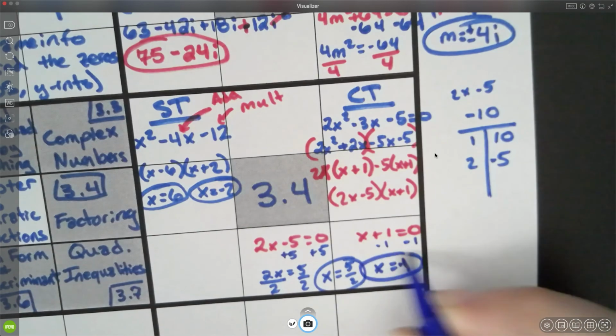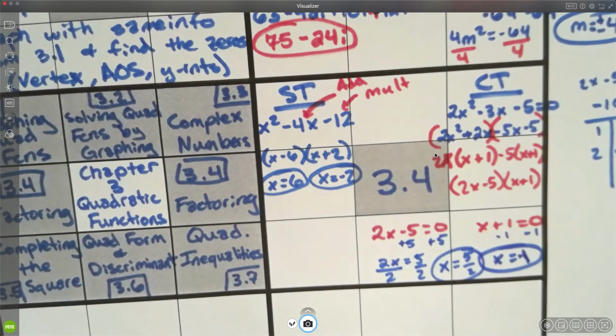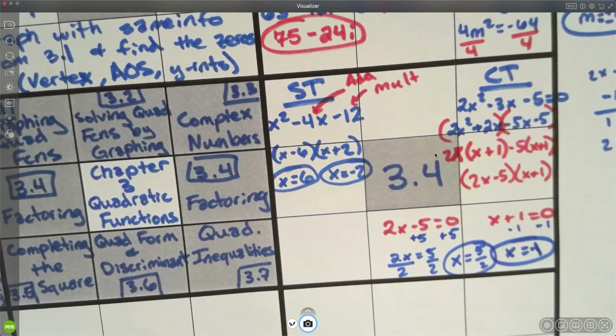Now, my final question to you, most important question of the whole day. What do these two numbers do for me? They show where it hits the x-axis. That's where my parabola is going to cross. They are roots. They are solutions. They are zeros. They are x-intercepts. That's what we're finding the whole chapter. There you go.